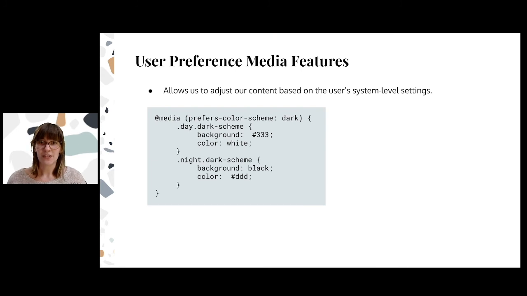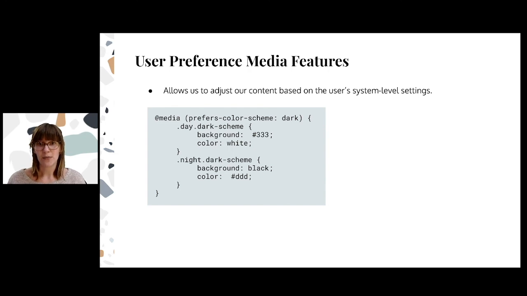When it comes to ensuring that your app or site is accessible, media queries still play an important role, especially when it comes to the prefers media features. The most widely used of these are prefers reduced motion and prefers color scheme, although there are still a few others in the experimental phase, such as prefers reduced transparency and prefers contrast. With the user preference media features, we can adjust our content based on the user's system-level settings in order to adjust our layouts to be more accessible and user-friendly.